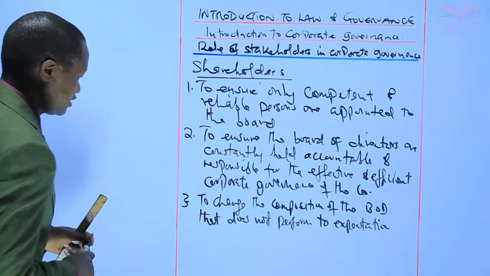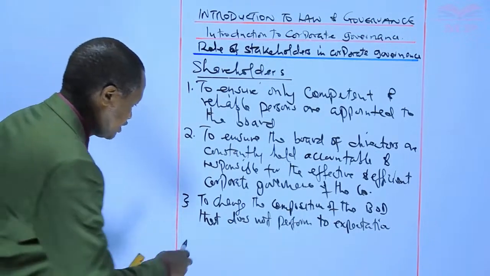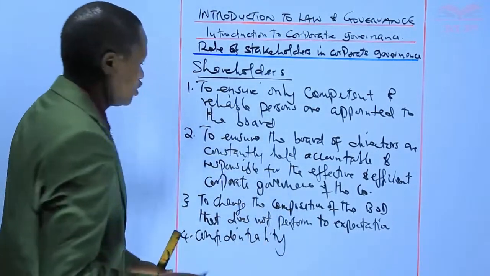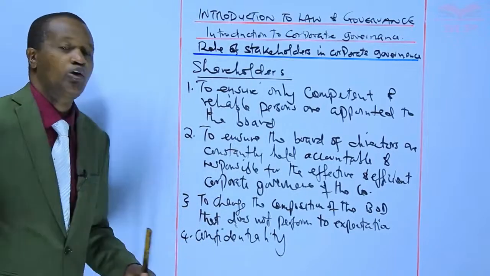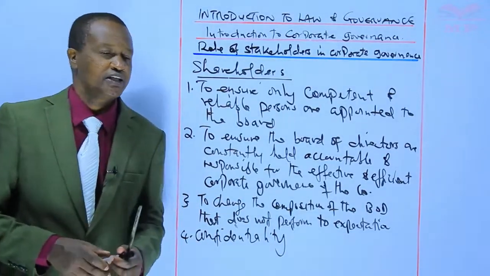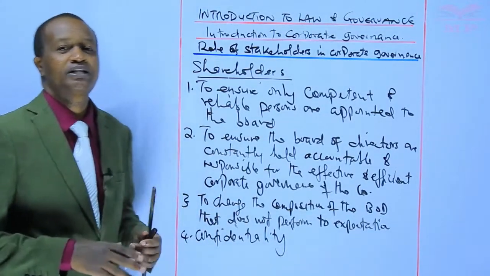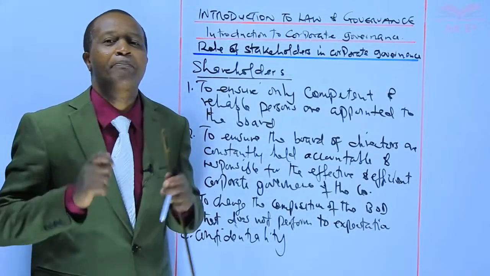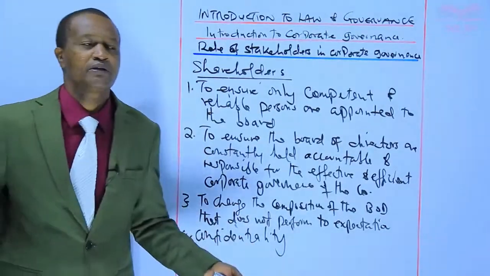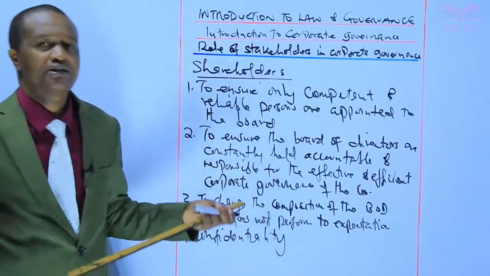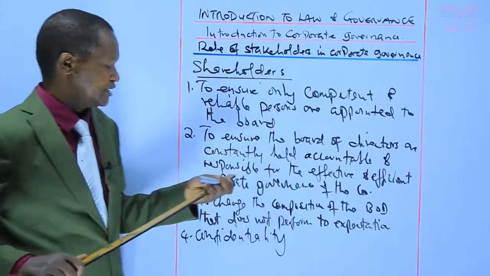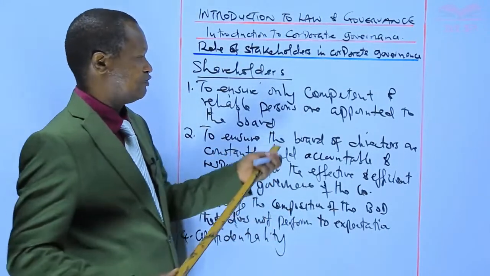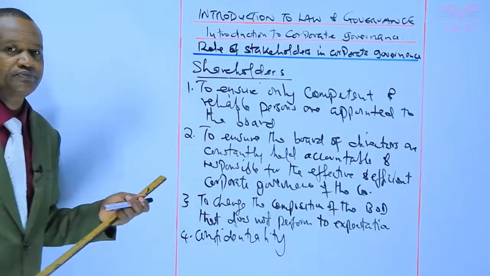Confidentiality is another role. Shareholders, in a limited liability company, are obligated to protect and maintain the confidentiality of company secrets. They are obligated to protect and maintain the confidentiality of company secrets.